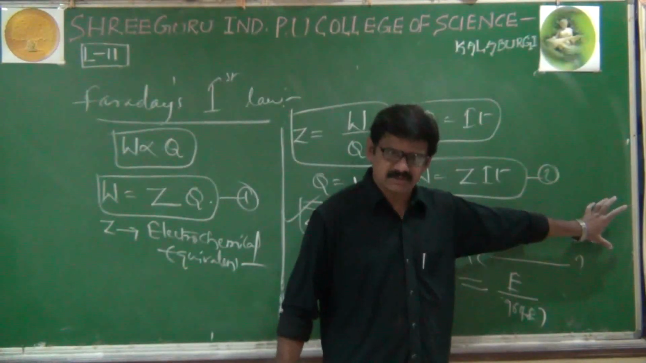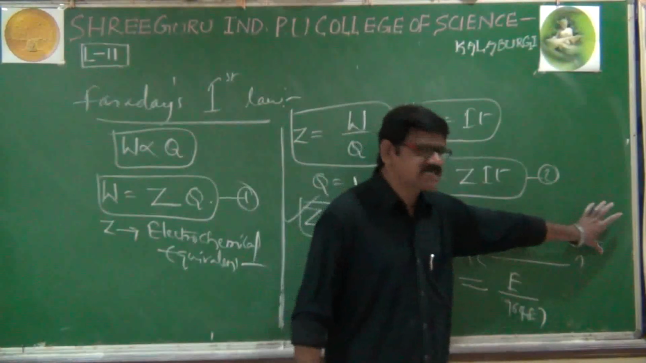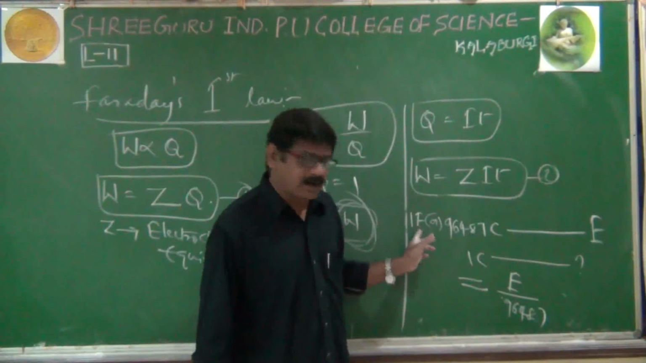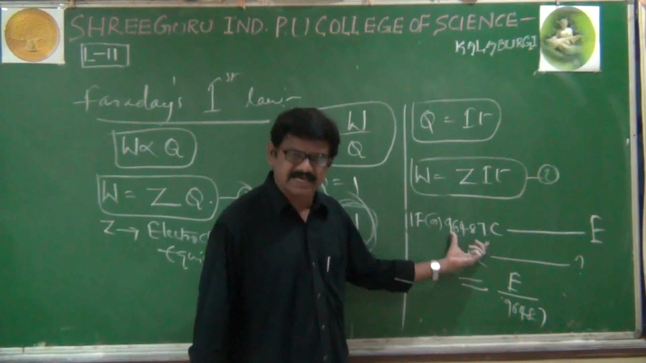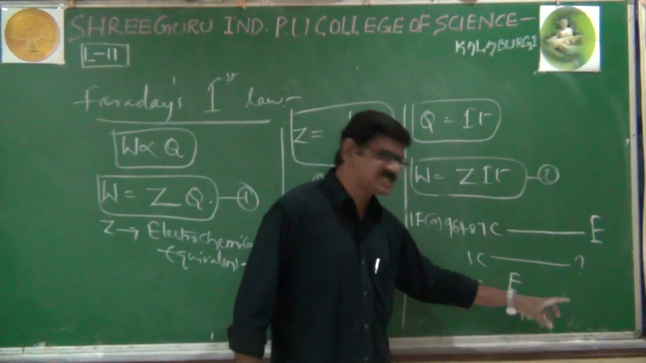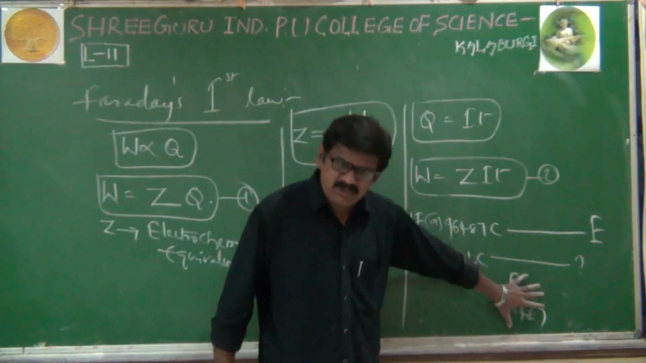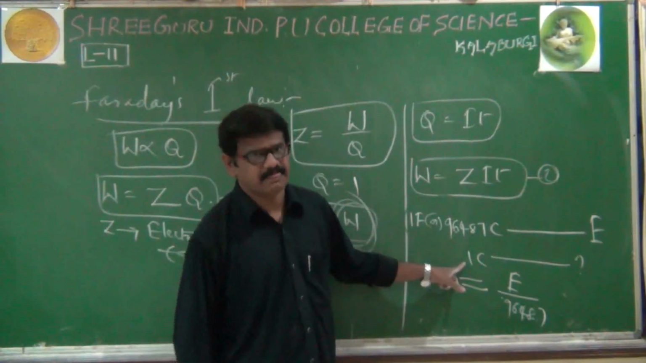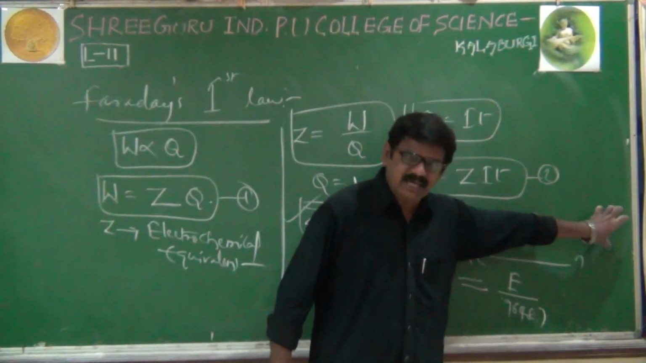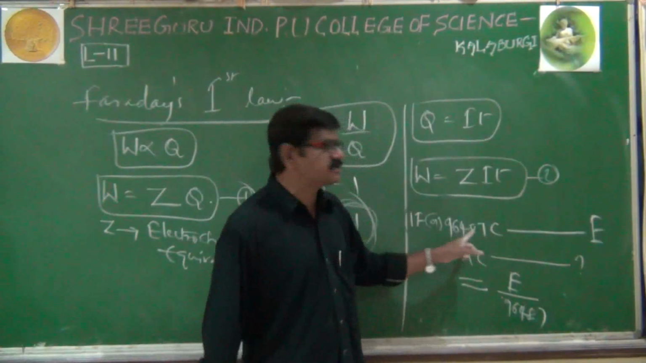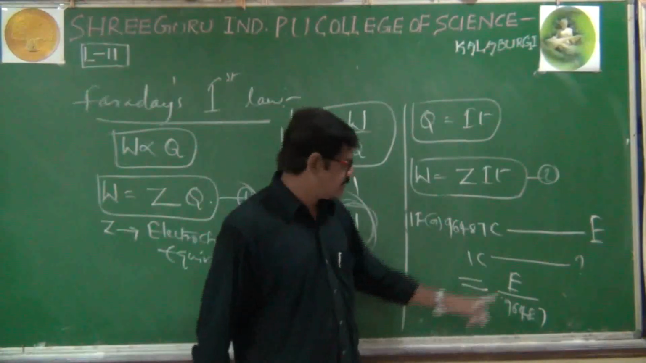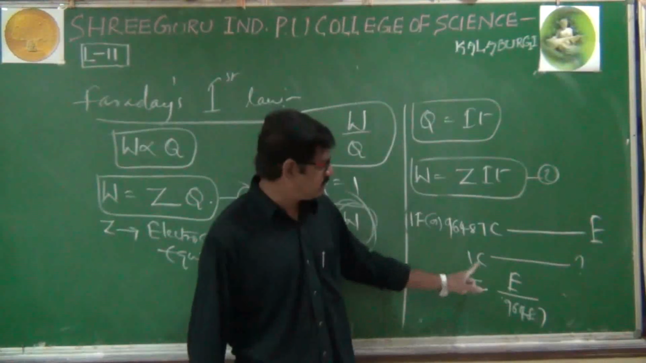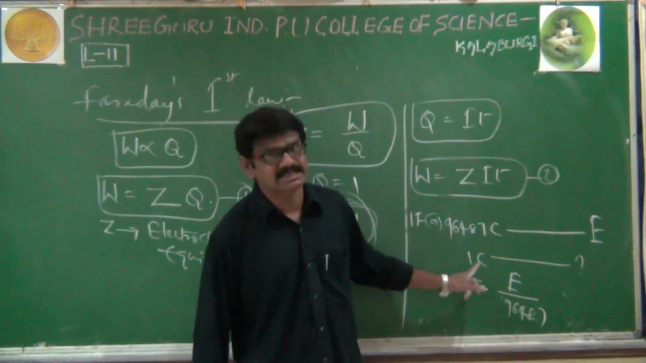Once again, what is E? E is the equivalent mass. Or we can also say E is the amount of substance deposited when 1 Faraday or 96,487 coulombs of current is passed. Then what is E by 96,487? It is also the amount of substance deposited, but when 1 coulomb of current is passed.